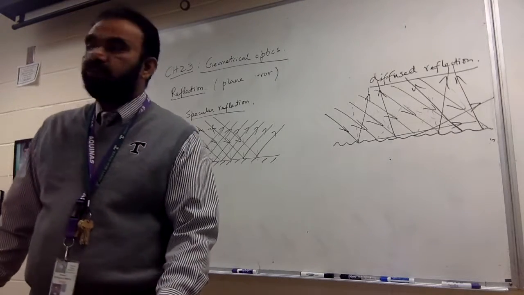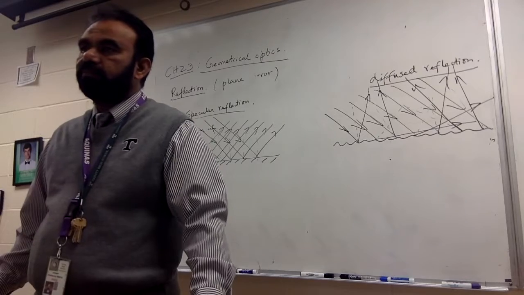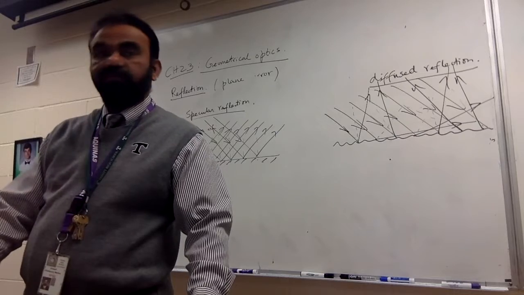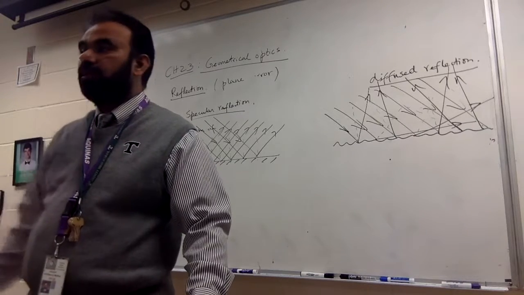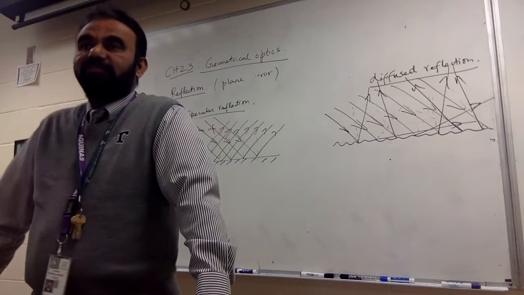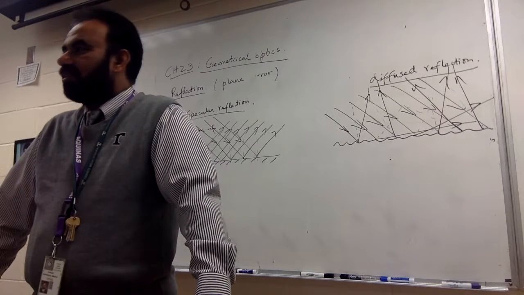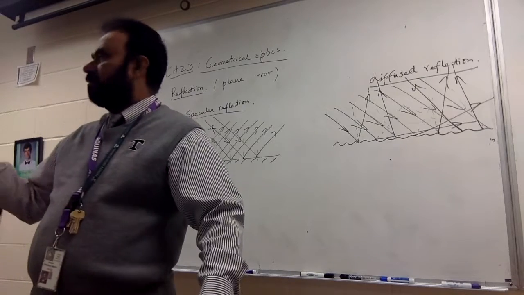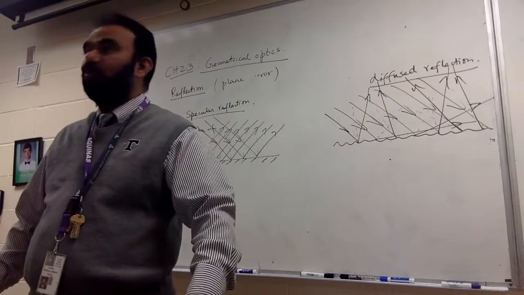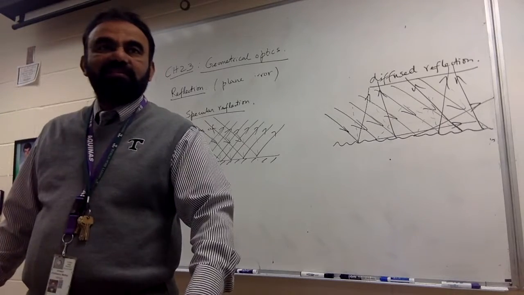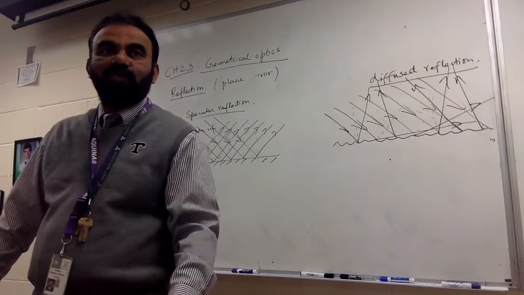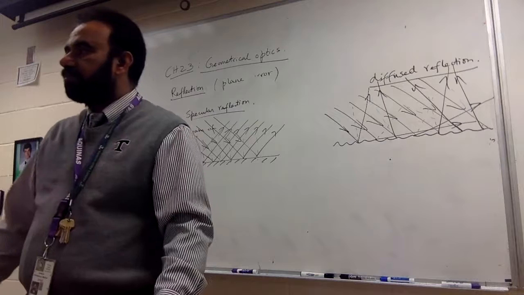And which one is important? Which one is more useful to us? Specular or diffuse? Well, you need both. You need both. Like, if you want to see yourself in a mirror, you are looking for a specular reflection because you want to see exactly the way you are. So the light that goes into the mirror has to bounce back exactly the same way. Otherwise, it'll be out of shape.